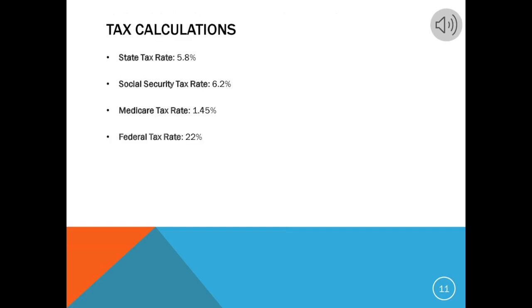Now, as far as tax calculations, the state tax rate is 5.8%, Social Security tax rate is 6.2%, Medicare tax rate is 1.45%, federal tax rate is 22%.